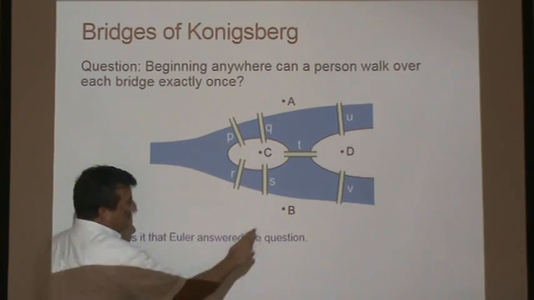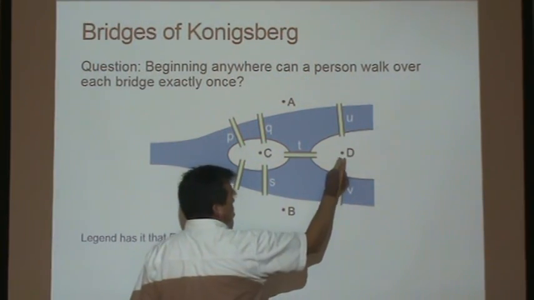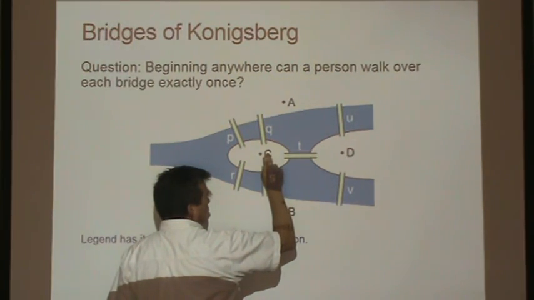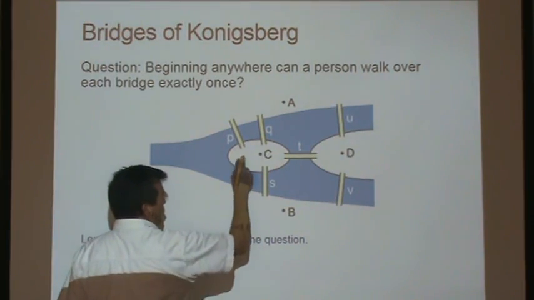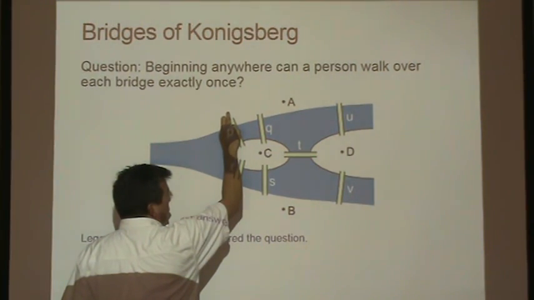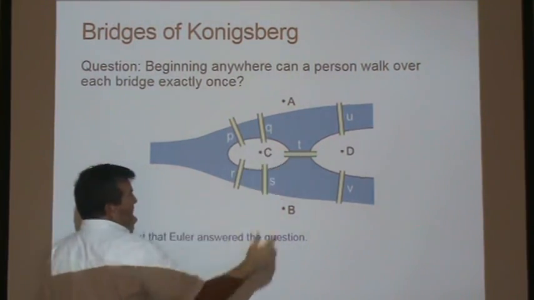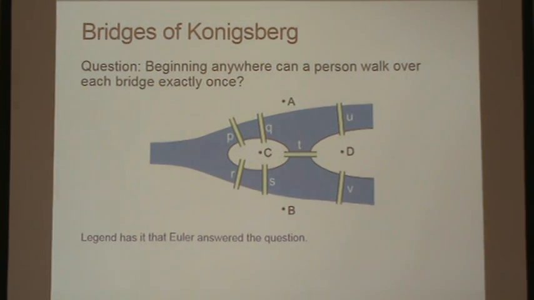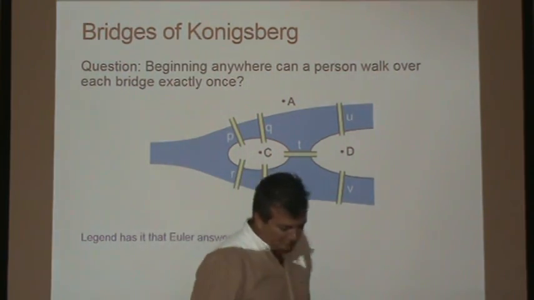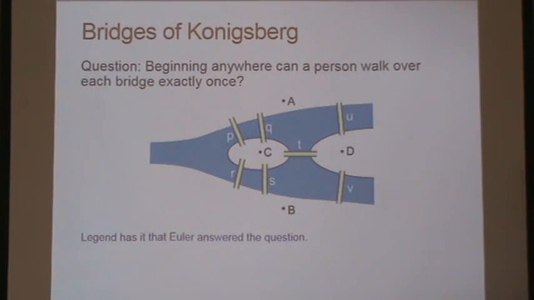So you could start at B and walk over this bridge, and then go to here, and from here, and go here, here, and then you have 2 more bridges to go over. So is there any way you could start somewhere and finish anywhere you want? You don't have to form a cycle. You just have to walk over every bridge one time.